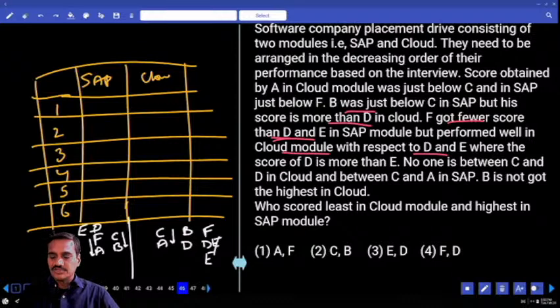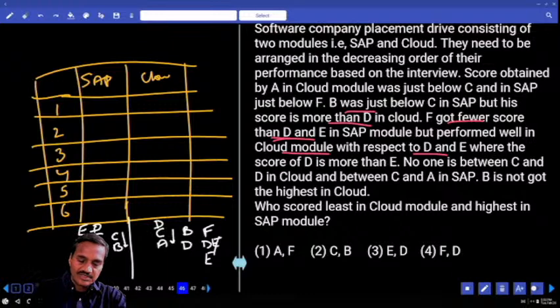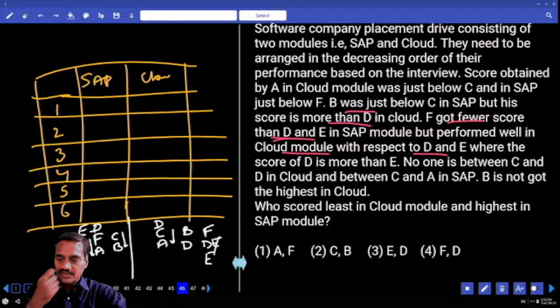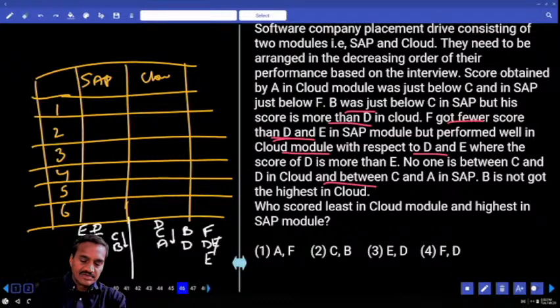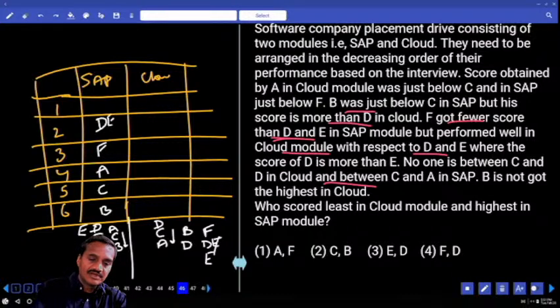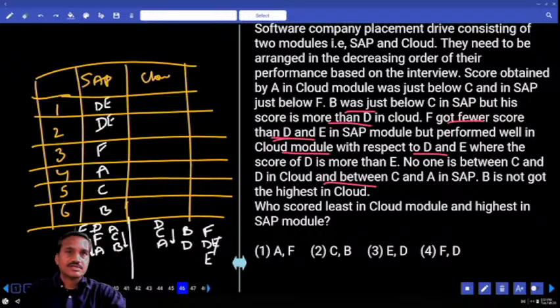And no one is in between C and D in cloud. No one is between C and D in cloud means D is here. And no one is in between C and D in cloud, and between C and A in SAP. Now in between C and A there is no person, hence A is here. And B, C, A, after A, F and D. Now B, C, A, and next one, F, D, and who is the person we have? F, D and E. D and E between these two.